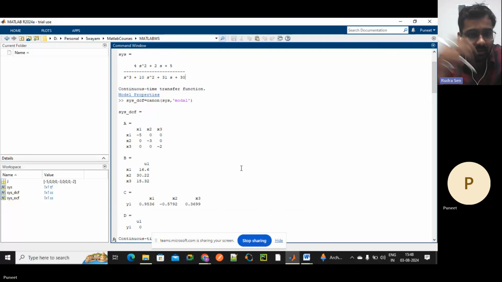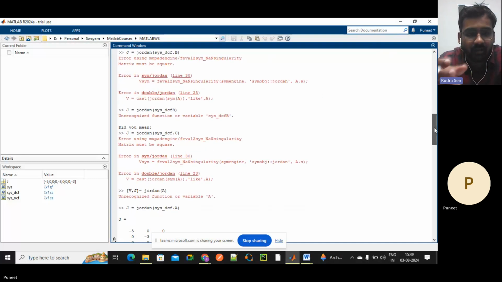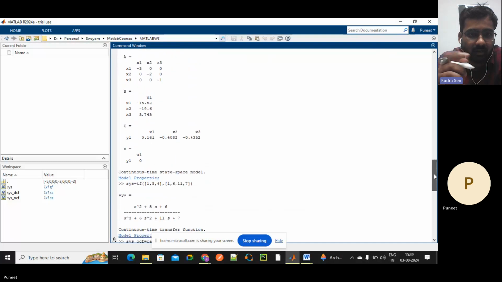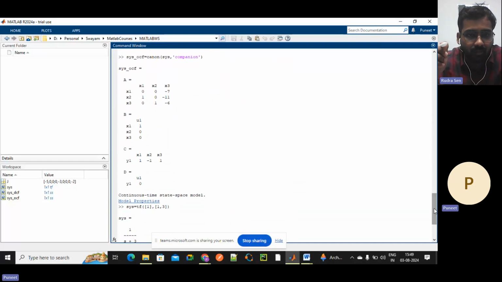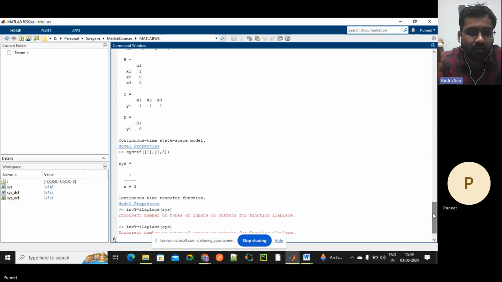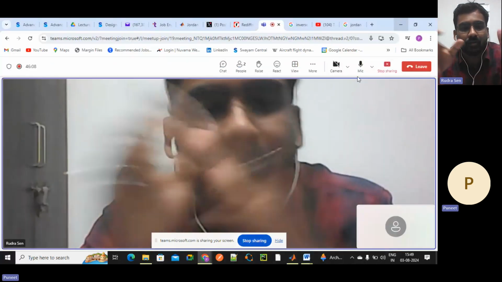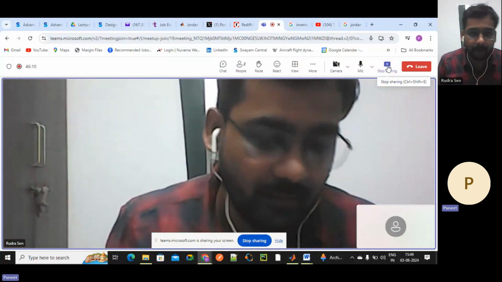Give me one week. I will check, because I never used these canon functions in MATLAB before. So I don't know exactly what the properties of these canon functions are, what the model is, and what decompositions we can use. So maybe in the next class I can discuss this. Okay, sir, no problem. Thank you, sir.